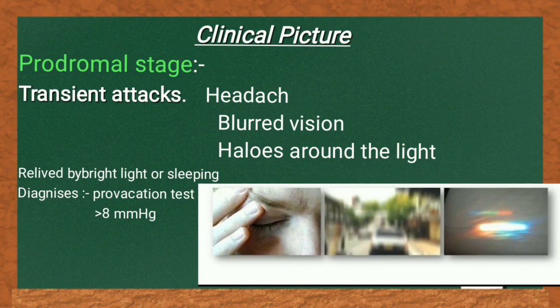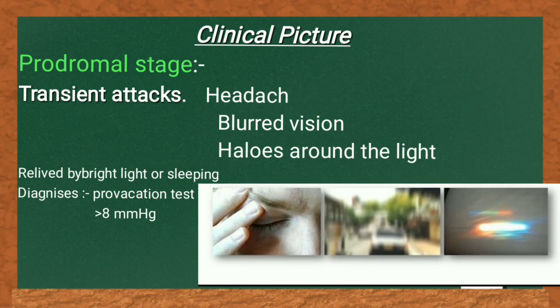But it is relieved by sleeping or exposure to bright light, because both of them cause miosis and return the pupil to its normal position. Aqueous humor drainage will continue. If the patient comes in this stage, the prodromal stage, how can we diagnose him? Because the attack is transient, he may come between attacks. First, from the history: headache, blurred vision, halos around the light, recurrent attacks. Then we do a provocative test to prove that the condition is the prodromal stage of acute angle closure glaucoma.